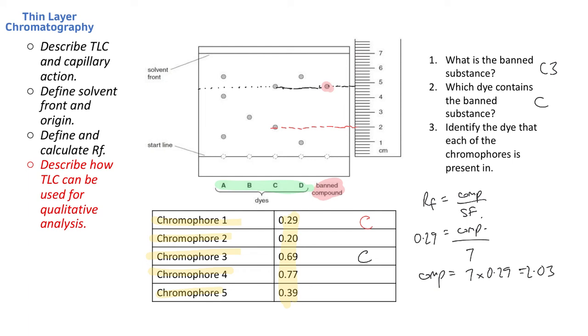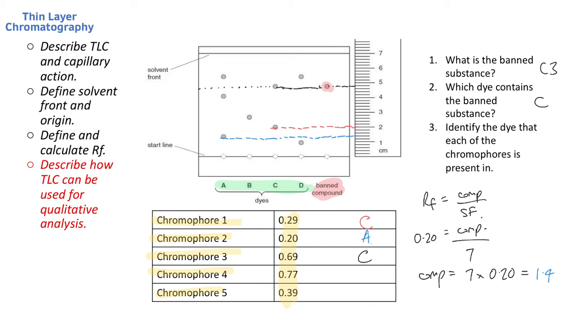Then we would look at the next one. This now is 0.2, and this would change that calculation. The solvent front stays the same, but this is now 0.20, which is equal to 7 times 0.2, 1.4. So 1.4 happens to be around about here. It might actually not be D, but it will be A. Let's just say that it's A. So that was 1.4, so that'll be A.